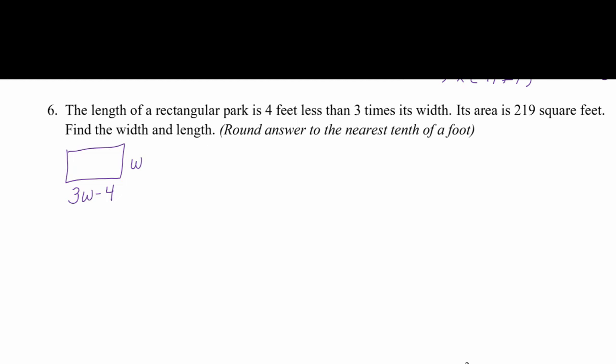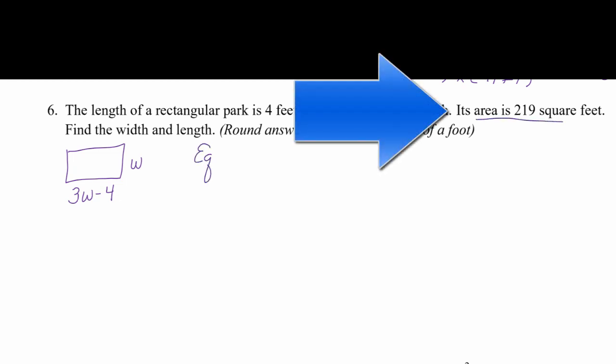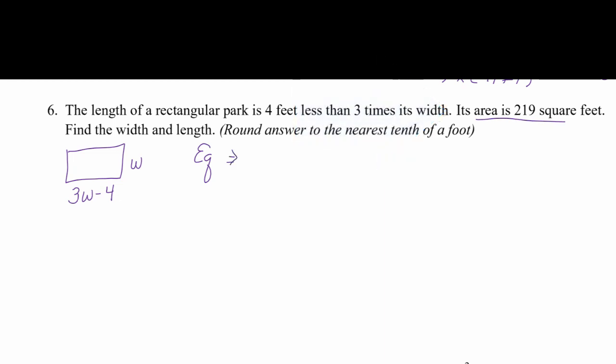Okay, now we need an equation, and the only other information we know is about the area. The area is 219 square feet. The area of a rectangle is length times width. So again, area equals length times width. So we are going to put 219, that's our area in square feet. The length is 3W minus 4, and the width is W. So there's our equation, right?